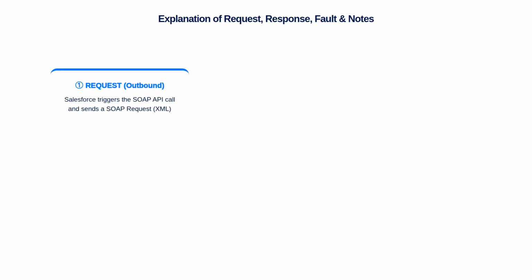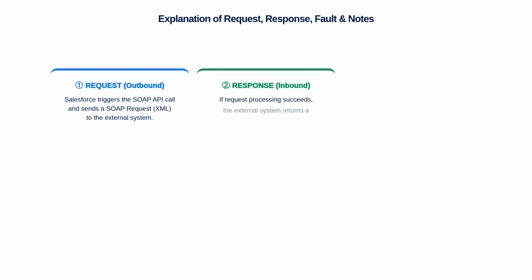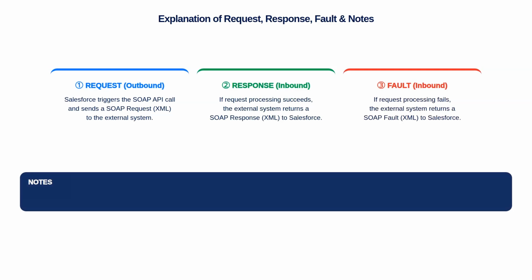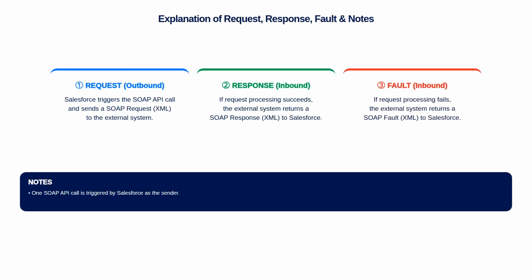Now let's summarize the request, response, and fault flows. The request is outbound. Salesforce triggers the SOAP API call and sends a SOAP request in XML format to the external system. The response is inbound. If the request is processed successfully, the external system returns a SOAP response in XML format to Salesforce. The fault is also inbound. If request processing fails, the external system returns a SOAP fault in XML format to Salesforce.